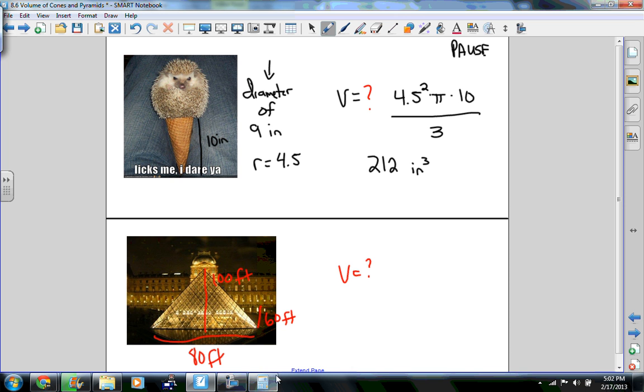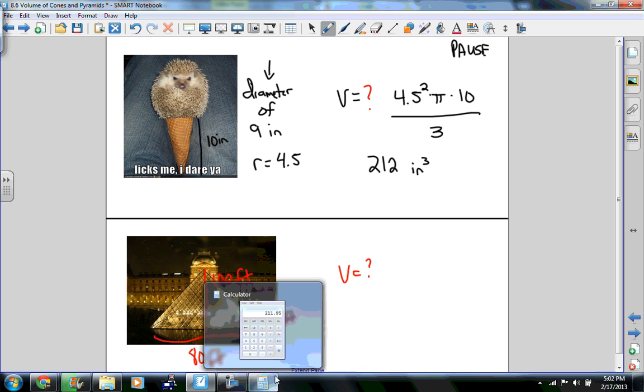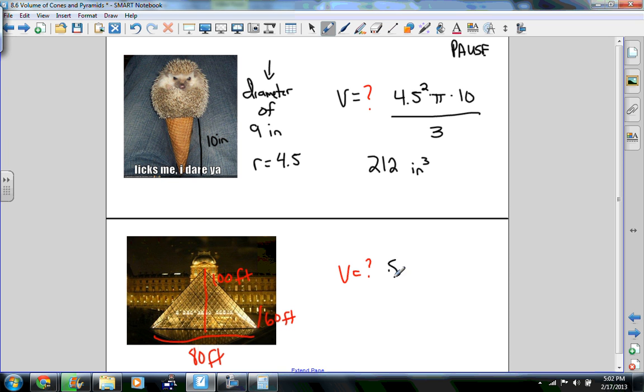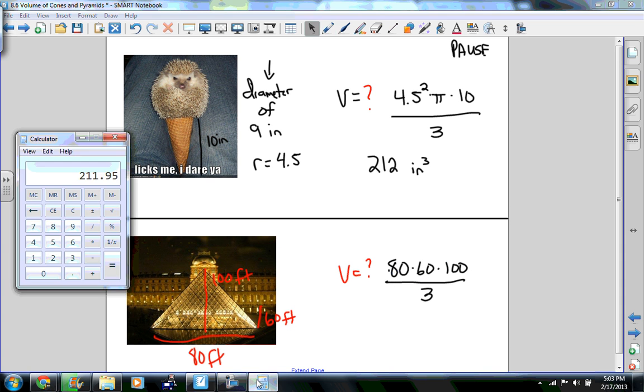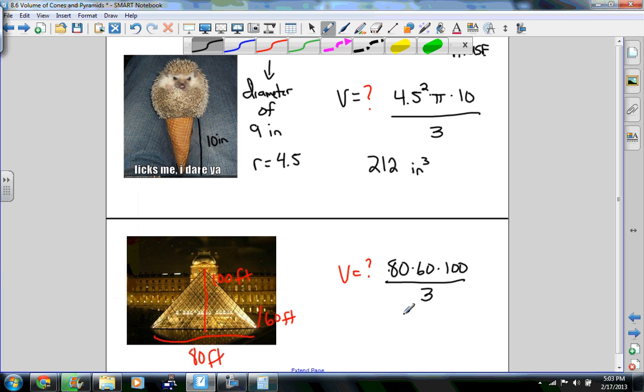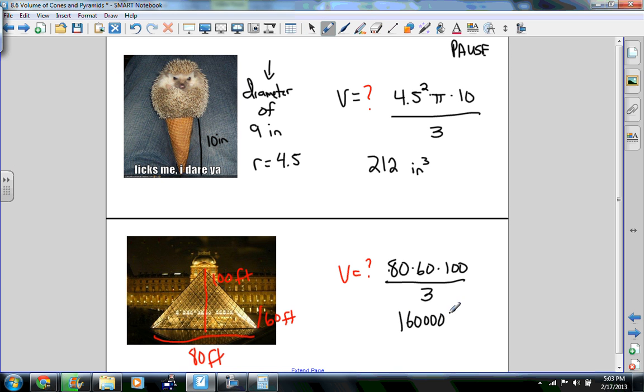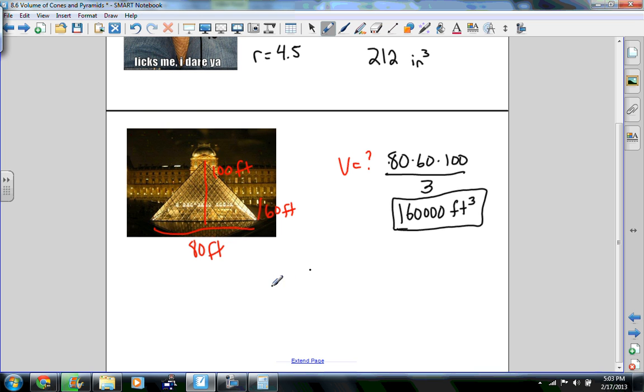Bottom one, it's a little harder to see, but rectangular pyramid. So I'll write it out here. 80 times 60 times our height of 100 divided by 3. 160,000 feet cubed. Biggest thing with this one, formula. Gotta know the formula, which is volume equals 1/3 area of the base times the height.